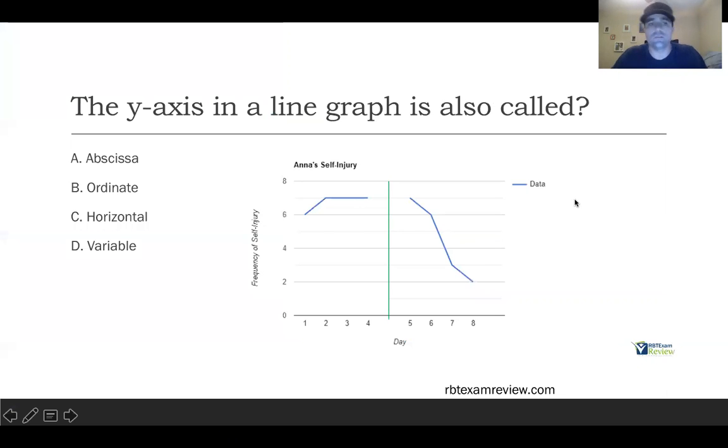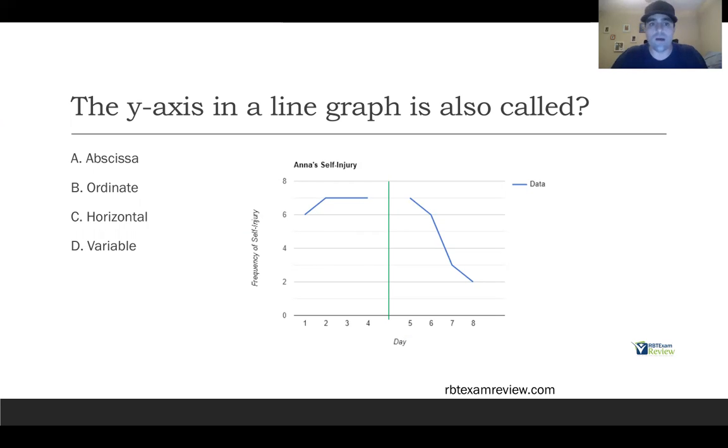All right. The y-axis in a line graph is also called, so starting off with a definition question, okay, a harder definition question. And this is one that really shows if you've been studying or not, right? Have you been using the study guide? Have you been really looking at your terms, okay? Because if you don't know your terms, you're just going to have to guess on this one, right? So that's the difference between a really easy terminology question and a really hard terminology question, right? You just need to know your terms and definitions.